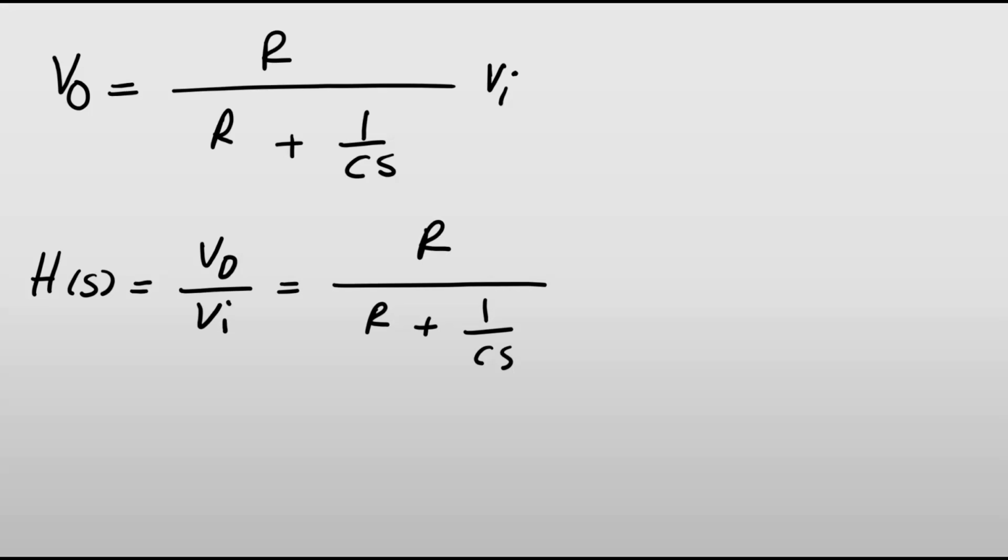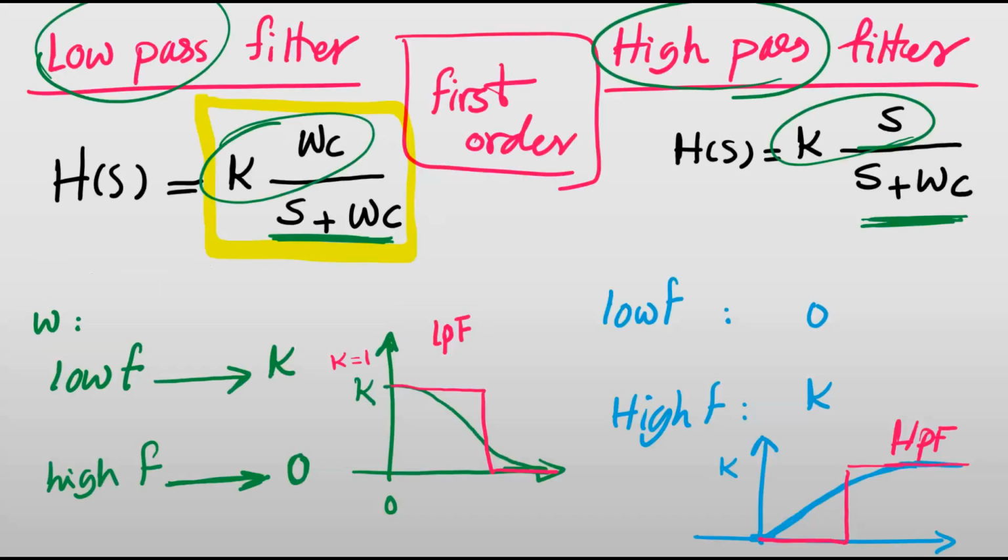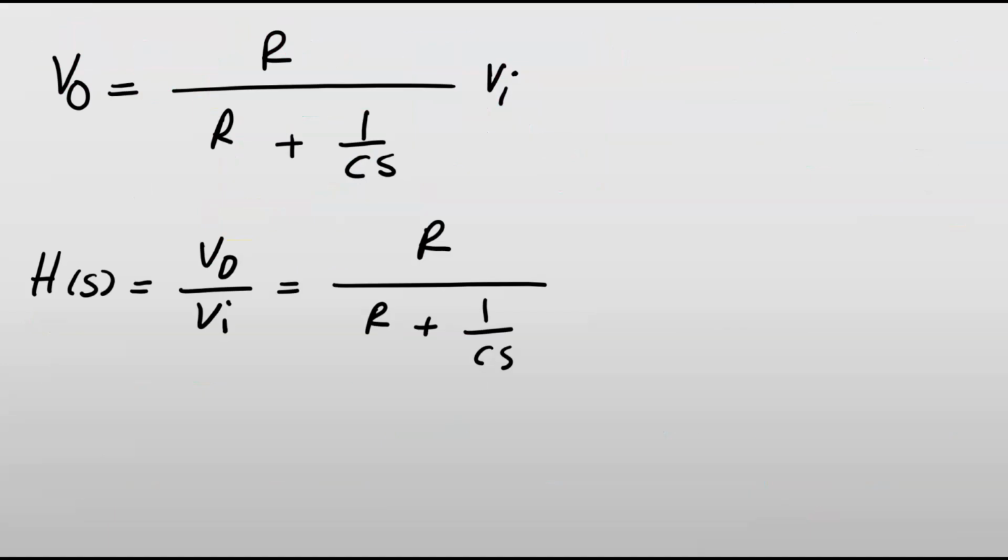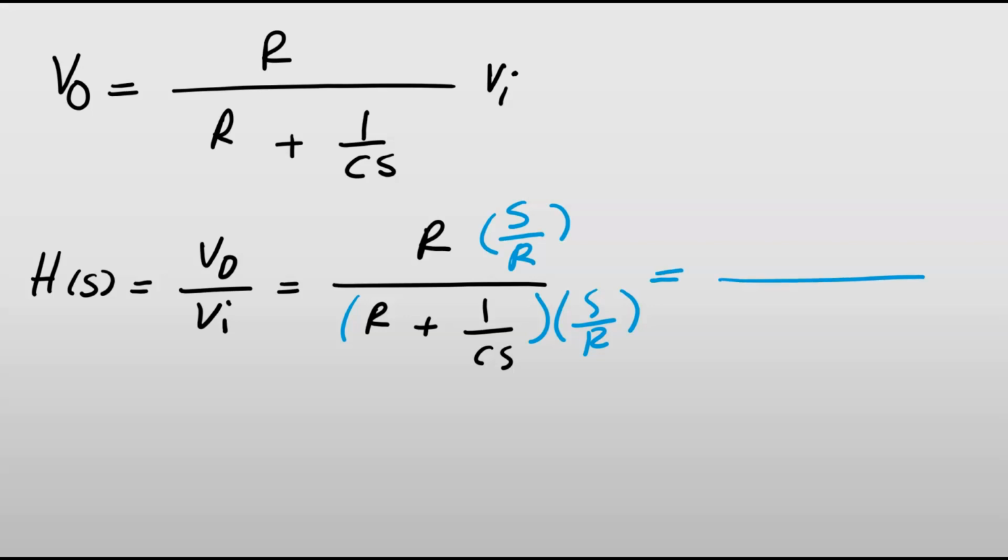Now I can see that this is a first order transfer function, but it's not yet in the form of my general transfer function. What I need in the denominator is S plus something, so I need to create this S. So what I'm going to do is multiply everything by S over R again. If I multiply everything by S over R, this term will have S and R will cancel out, so then I'm going to have S plus something. So let's do the arrangement.